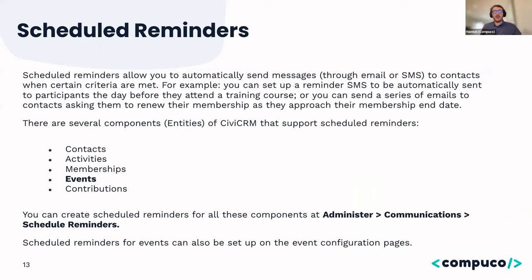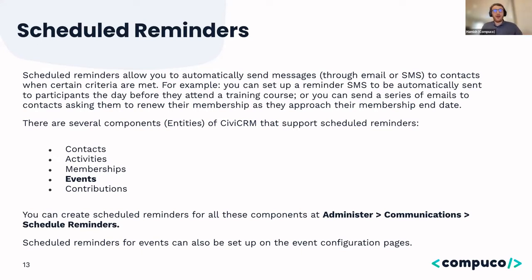So the scheduled reminders tool is essentially a branch of the email tool that is all geared around a specific date attached to a record. The key entities that you can link this to are contacts, activities, memberships, events, and contributions. And I've highlighted events because I think it's one of the most common use cases, and it's one I'll show on the next slide or two.